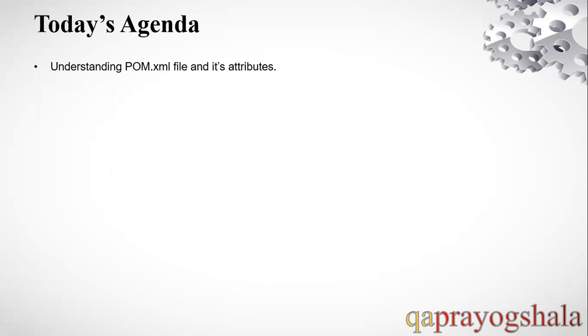So in the previous episode, guys, we created the Maven project using the command line, and because of that, one pom.xml file was created. Today we'll understand the different important attributes that we should know if we are working with any Maven project. So first of all, I'd like to explain what we mean by the pom.xml file.